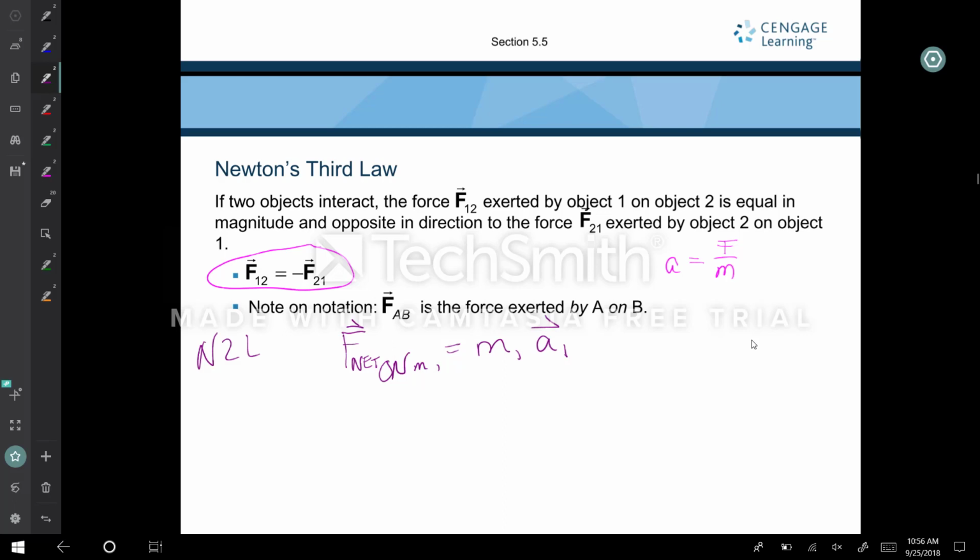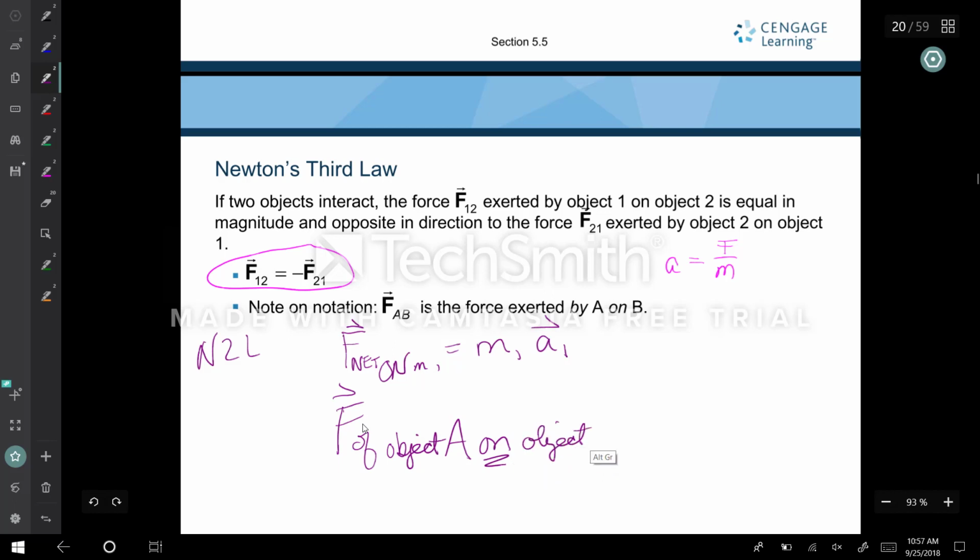Likewise, this helps you unlock Newton's third law. F of object A on object B is negative of the force of B on A. So what's the difference between those two forces?